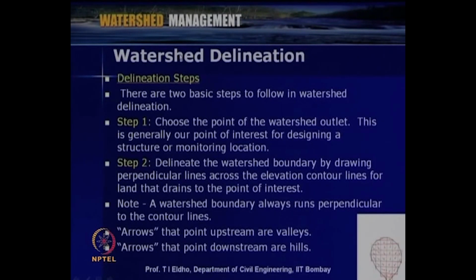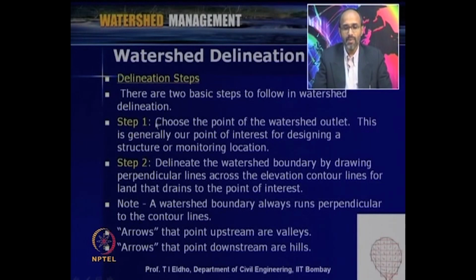So, again coming back to the manual way, the steps to follow in watershed delineation. In step number 1, choose the point of the watershed outlet, as I already mentioned. This is generally our point of interest for designing a structure or monitoring location. Say, for example, if we are going to construct a check dam or a larger dam in a basin, then generally the outlet of the watershed may be the preferred location as far as such construction is concerned.